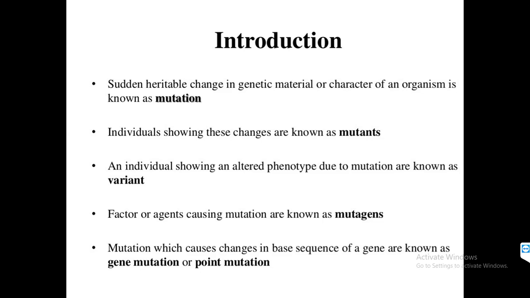Then the factors or the agents that are causing mutations are called mutagens. So the ones that are undergoing mutation are called mutants, and those factors or agents that cause mutations are called mutagens. Now the next point: mutation which causes changes in the base sequence of a gene is called gene mutation or point mutation. So there are various types of mutation, and the change in the base sequence, that is, whatever the original sequence present in our DNA, if it changes, it is called gene mutation or point mutation.